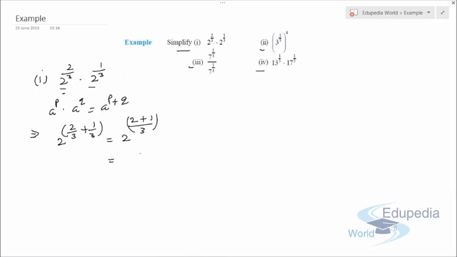So the answer will be 2 raised to power 3 upon 3. It will be 2 raised to power 1. So this is the final answer.